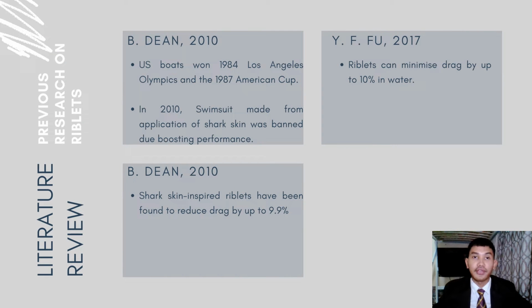In my literature review, I found some previous research on the riblets. Beijing reported there were riblets affixed on the US boats that led them to winning the 1984 Los Angeles Olympics and the 1987 America's Cup. In 2010, swimsuits made from the application of shark skin were banned from competitions, due to boosting performance dramatically. Beijing also reported that shark skin-inspired riblets have been found to reduce drag by up to 9.9%. This is also proven in YF2, where it is stated in the report that riblets can minimize drag by up to 10% in water.